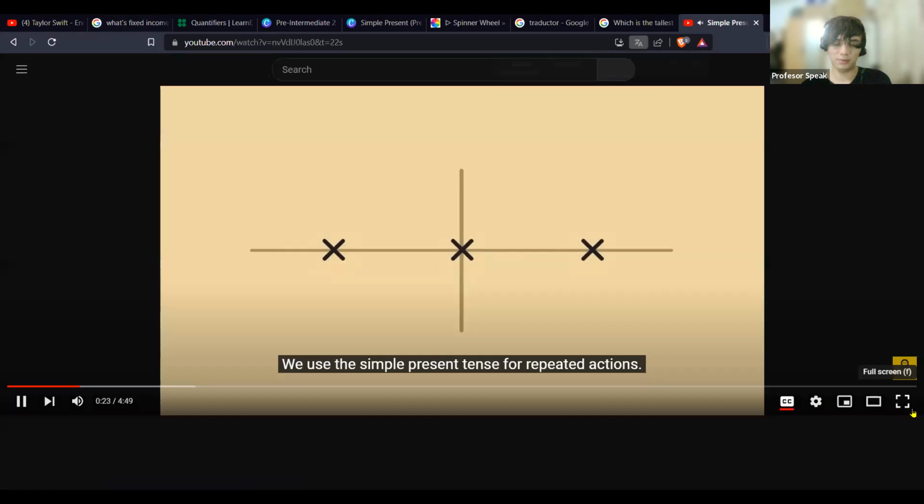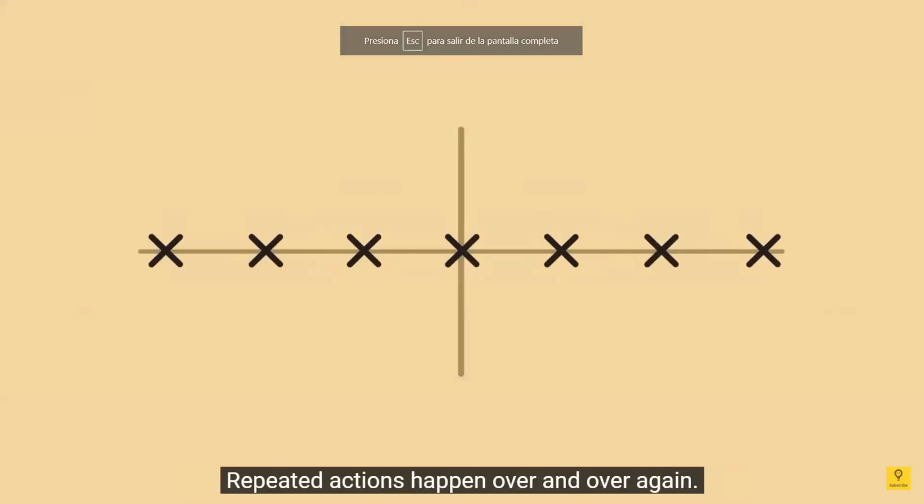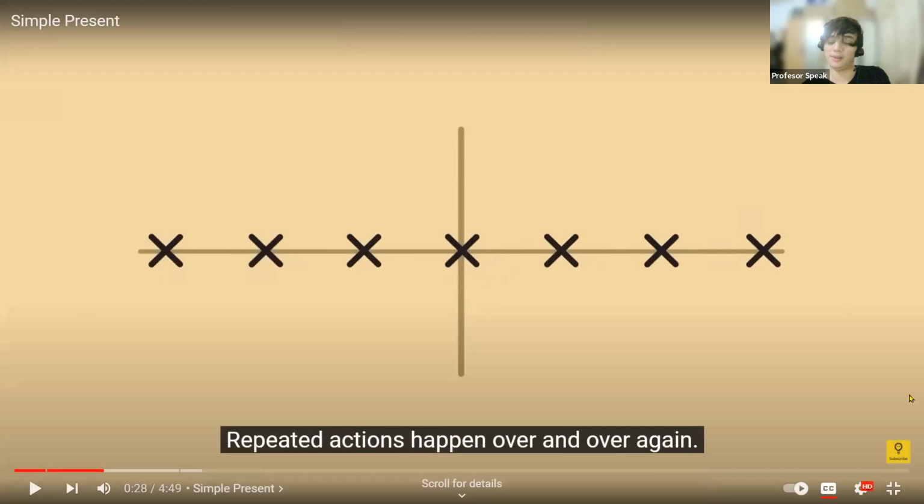There you go. We use the simple present tense for repeated actions. What is a tense, teacher? A tense is, for example, simple present, that is a tense. Future, that's another tense. Past, that's another tense. Present perfect, that's another tense. In Spanish, we say tiempo verbal. But in English, we say tenses.